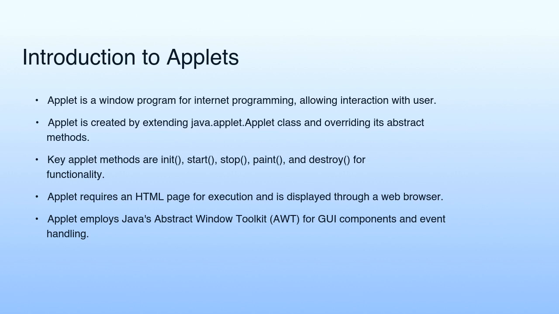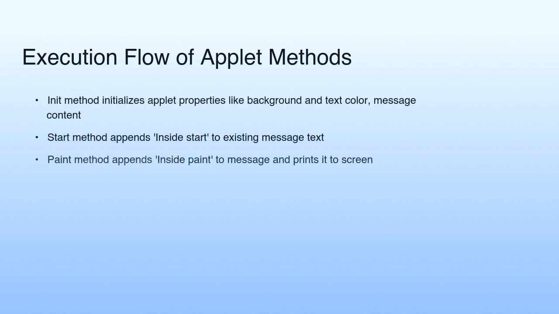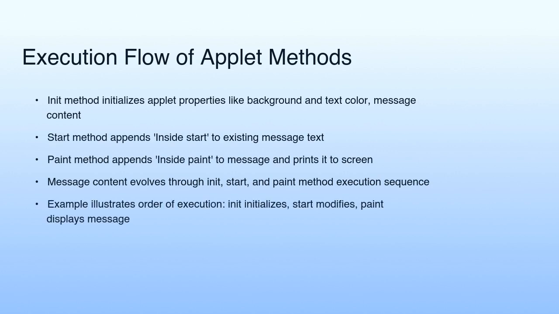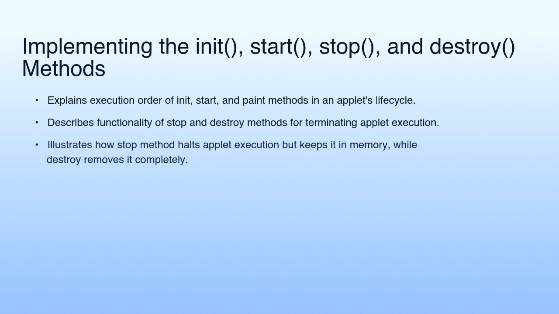functionality. The execution flow of an applet begins with the init method initializing properties like background and text color. Then the start method appends "inside start" to the existing message text, followed by the paint method appending "inside paint", and then printing the message to the screen. This sequence illustrates how the message content evolves through these methods. The init, start, and paint methods play crucial roles in an applet's lifecycle.